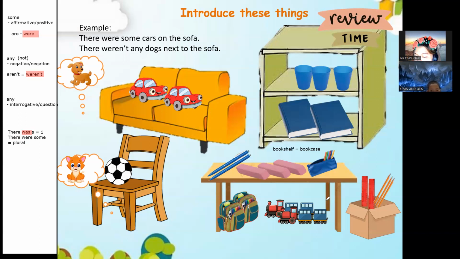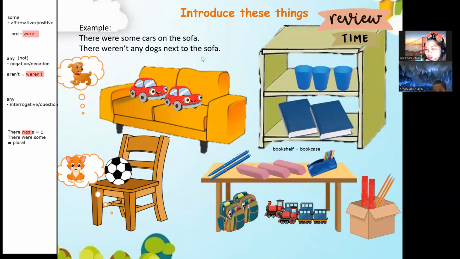There was some chairs. Preposition. On the table, under the table. Again, there were some chairs under the table. And some chairs on the table. Under. All right. How about this one?